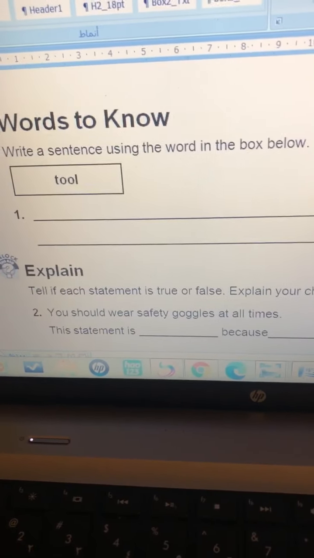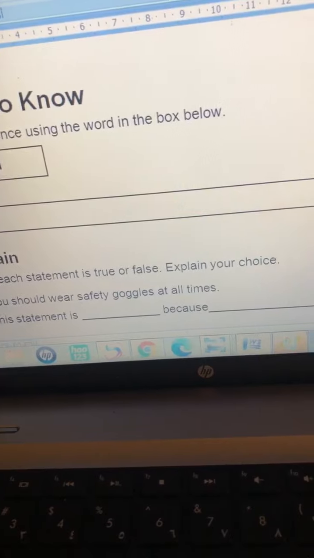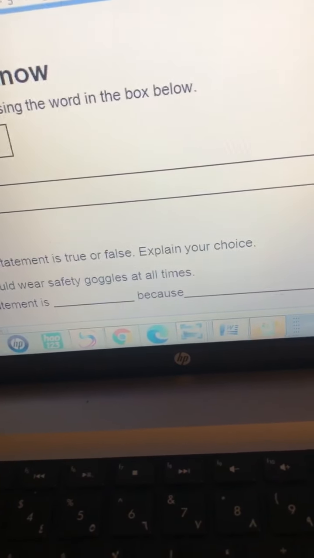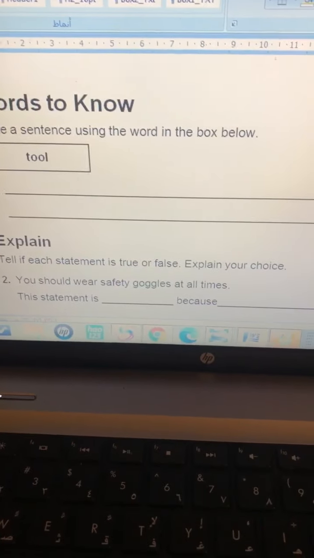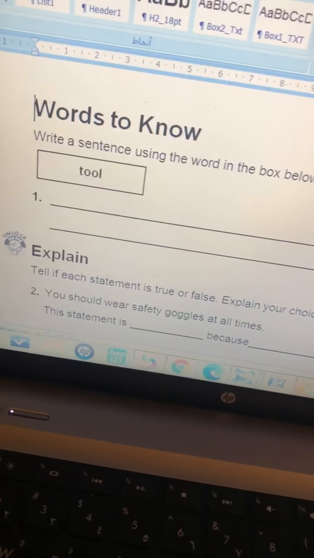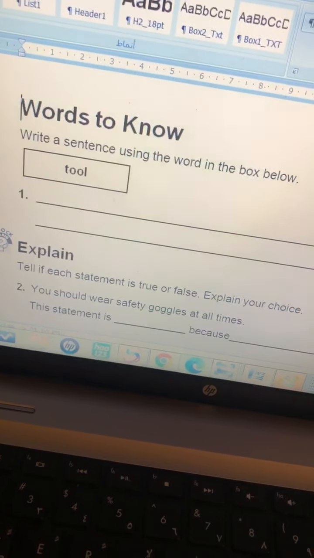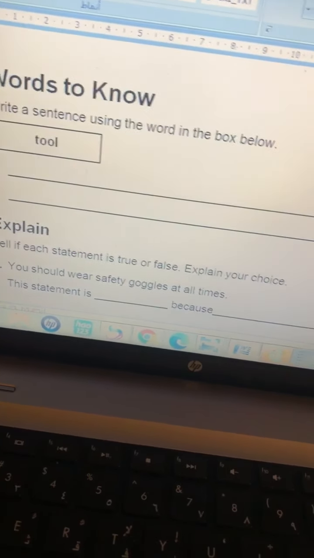And for the last page, this is the last page, which is page 34. I will answer it orally with you, and I will send you, of course, the model answer. So, first question, write a sentence using the word in the box below. Tool. Okay, define the tool.